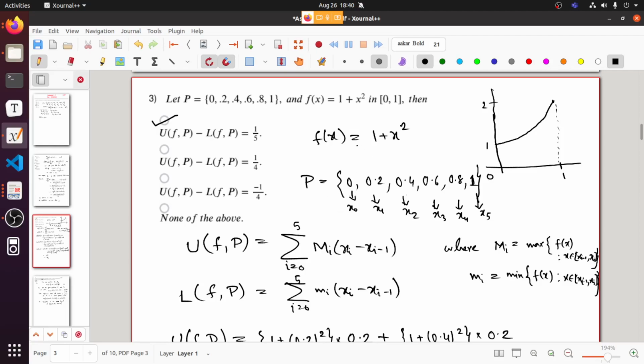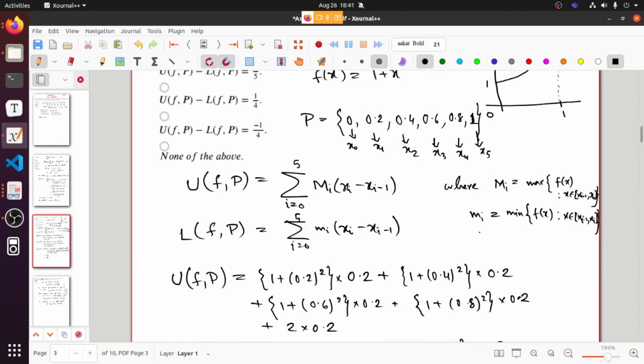So this is the function. If you draw it from 0 to 1, at 0 it is 1, at 1 it is 2. So it is an increasing function. The partition is given as 0, 0.2, 0.4, and so on. We are renaming it as x0, x1, x2, ..., x5.